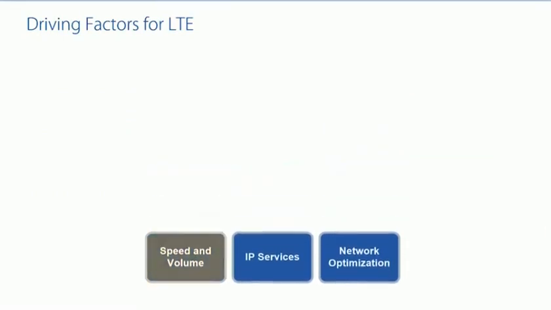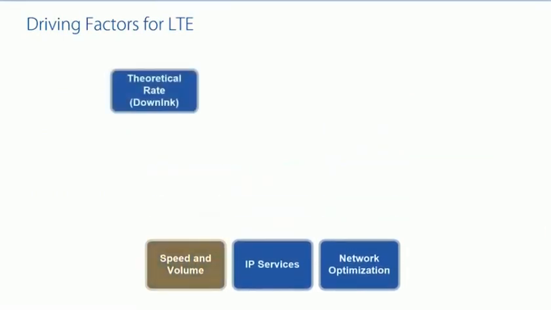Starting off with speed and volume. There is an insatiable appetite for mobile broadband out there at this present time. High capacity and high data rates. And with respect to data rates, from a downlink perspective, with the latest LTE advanced specifications, theoretically, we're looking at about 3 gigabits per second in the downlink.